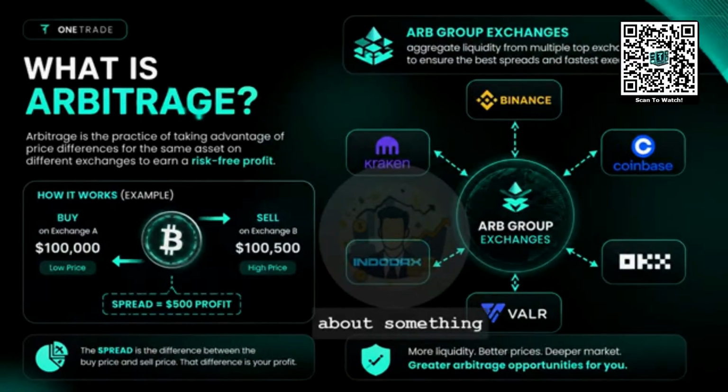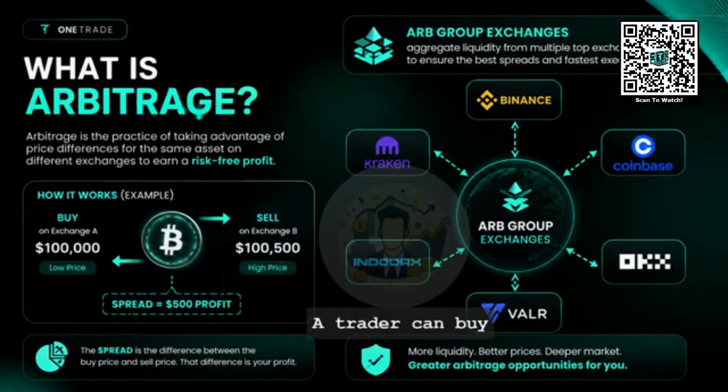So let's talk about something many people hear about in crypto, but very few actually understand properly: arbitrage. And honestly, once you understand it, you begin to see how some people make money in crypto without sitting around praying for Bitcoin to pump. Imagine this. One exchange is selling Bitcoin for $100,000. Another exchange is buying it for $100,500. That $500 difference is an opportunity.